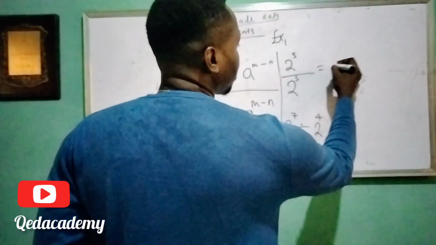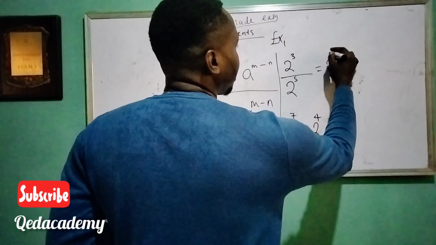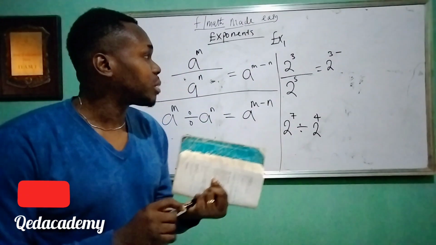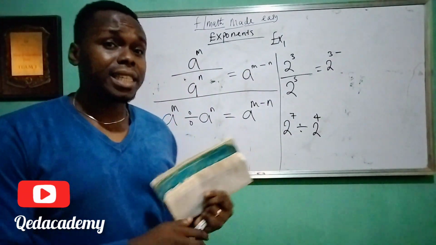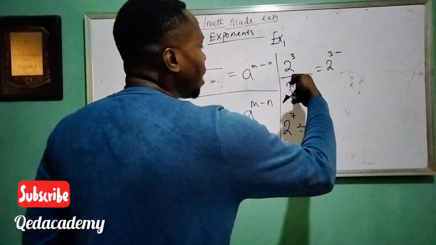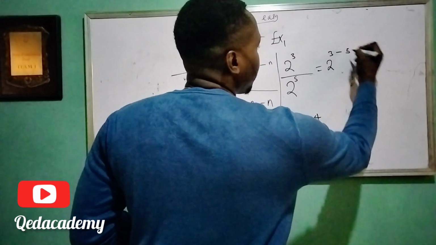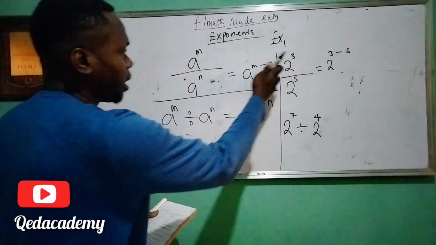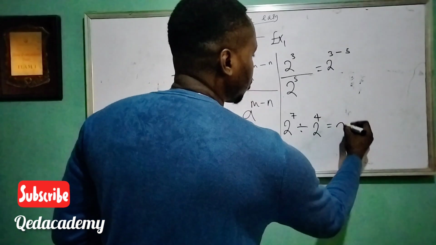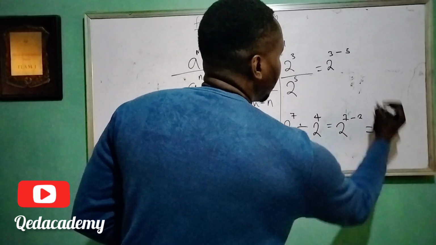So this becomes 2 raised to the power 3 minus 5. However, if you observe, the expression already has a negative in it, because this now becomes 5. That's what it says here. This translates to this, right? So the same thing we apply here too: we have 7 minus 2, right?